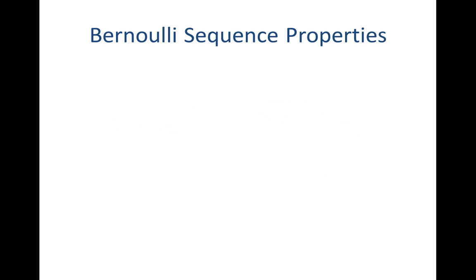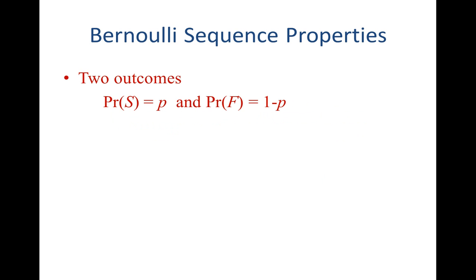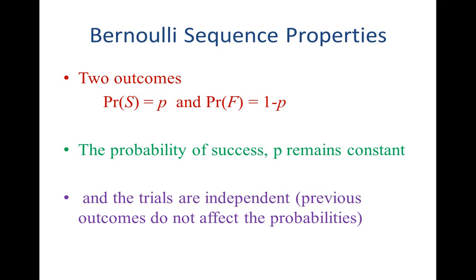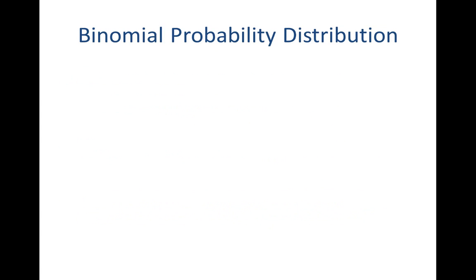The binomial distribution. Bernoulli sequence properties. There are two outcomes. Probability of success is P, probability of failure is 1 minus P. The probability of success P remains constant and the trials are independent. Previous outcomes do not affect the probabilities.